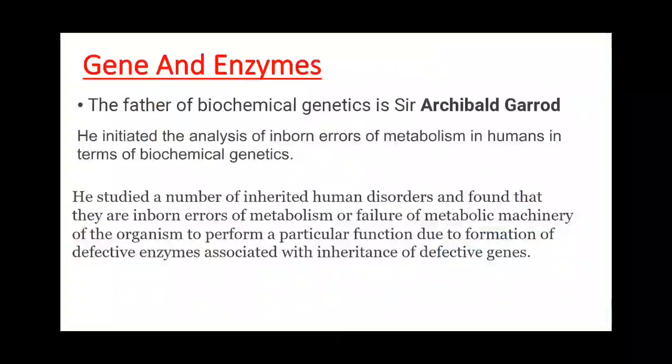So how does this occur? The idea that genes control metabolism was put forward as early as 1902 by Garrod. He studied several disorders which seemed to be inherited, and he found that they are inborn errors of metabolism, or failure of the metabolic machinery of the organism to perform a particular function due to formation of some defective enzyme associated with inheritance of defective genes. Hence he called them inborn errors of metabolism.